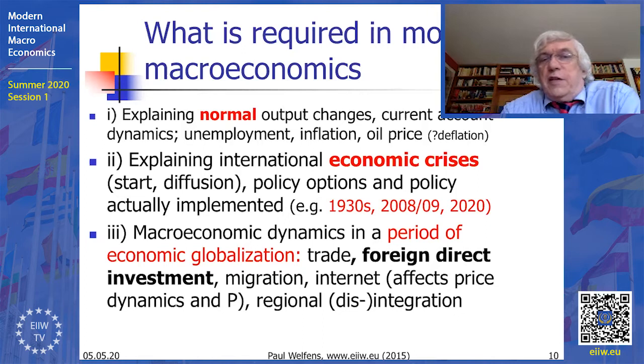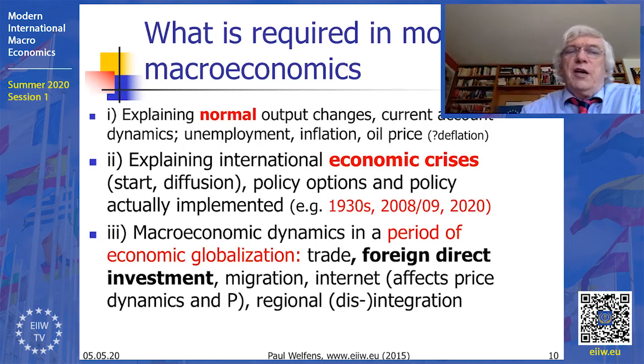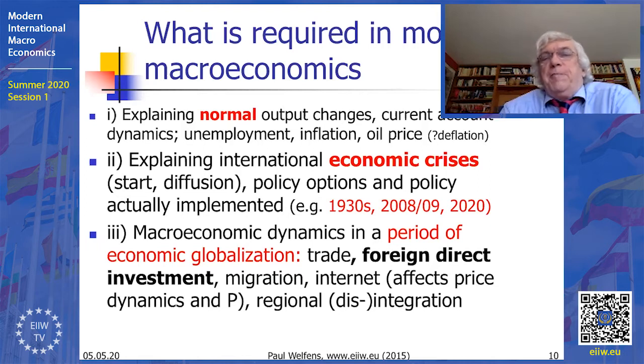We will have to explain international economic crisis. A crisis is something which is not simply a recession. Okay, a big recession, that would be an economic crisis. And there are not so many, I would say, important crises. So we are interested in the start and the diffusion, policy options, and actually the policies which were implemented. We would look at the Great Depression in the early 1930s. We could look at the Asian crisis.